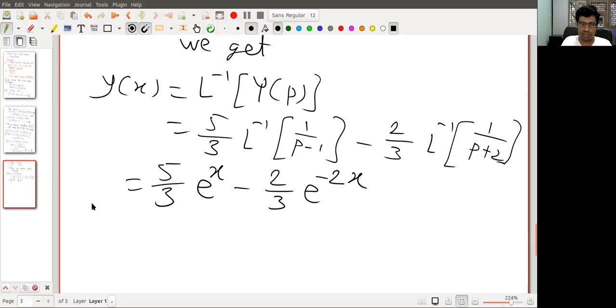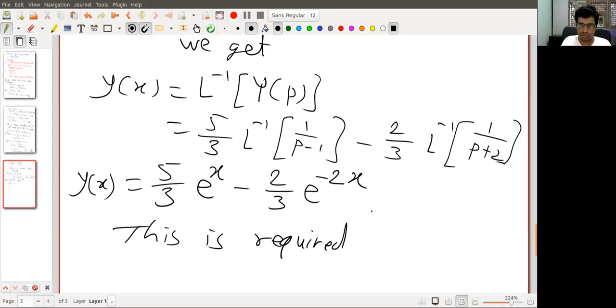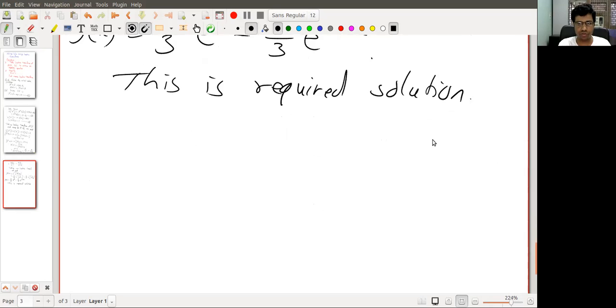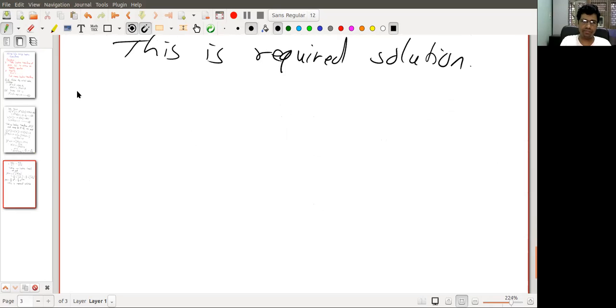Okay, so this is the required solution. Now we solve a non-homogeneous differential equation. That means the right hand side is non-zero. Next example.